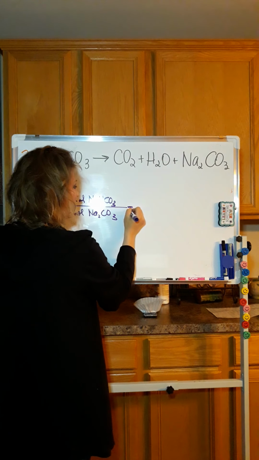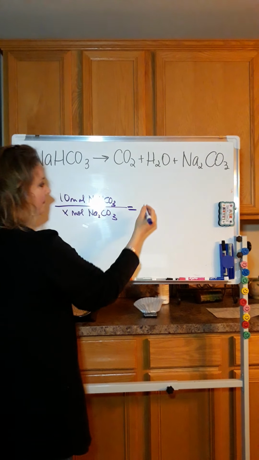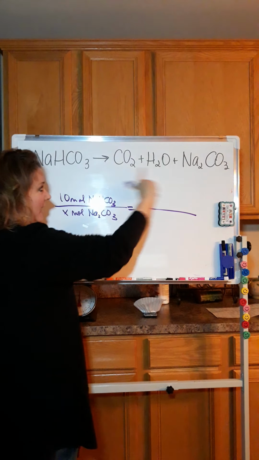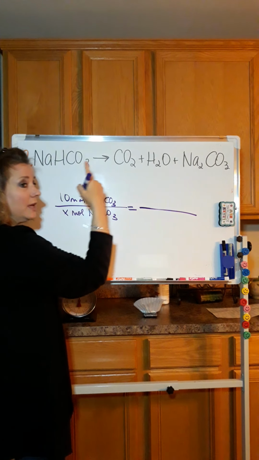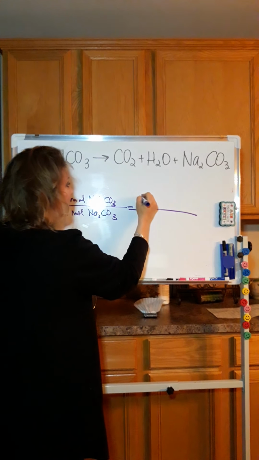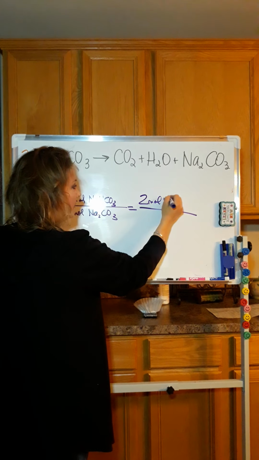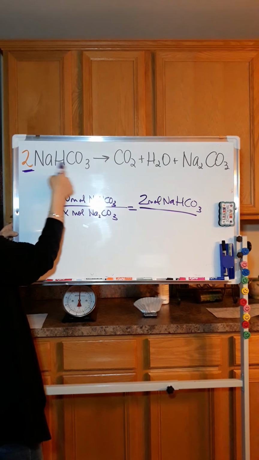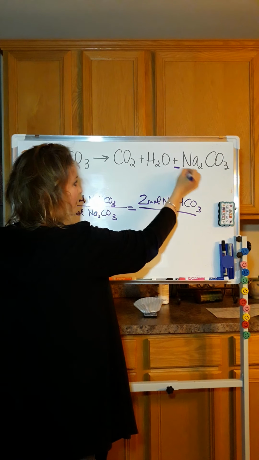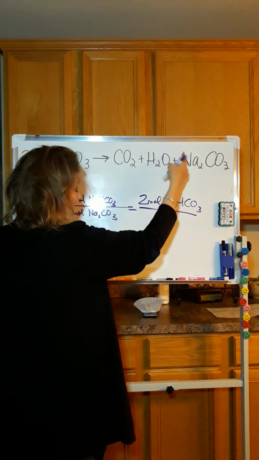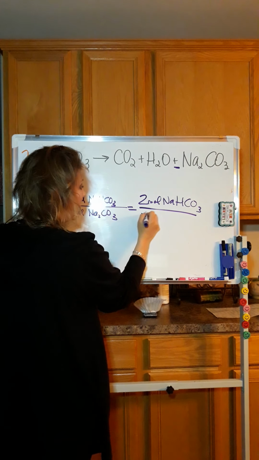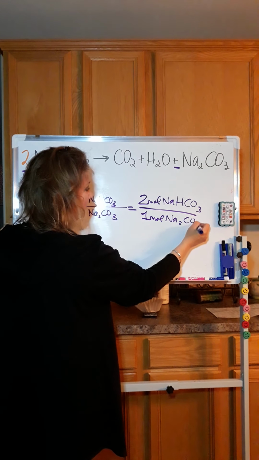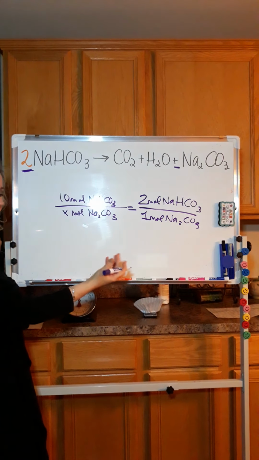All right, so now I'm going to make that equal to my mole ratio. As I mentioned before, I'm going to get my mole ratio from my balanced equation. So I'm just copying down the coefficients that I have in my balanced equation. I have 2 moles of sodium bicarbonate, because I have a little 2 in front of here. And if I look at sodium carbonate, I've got no number there, so that means I've only got 1 mole of sodium carbonate. And now I'm done setting up my problem.